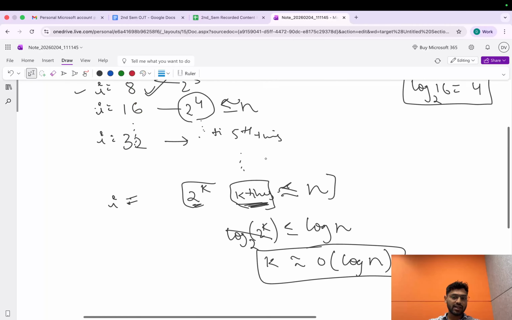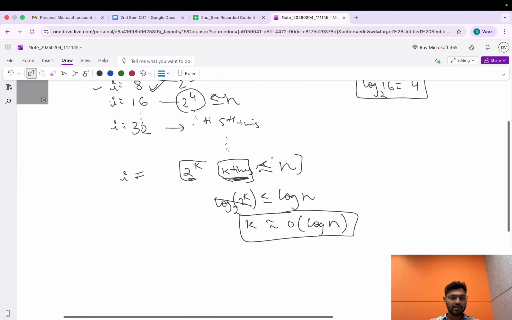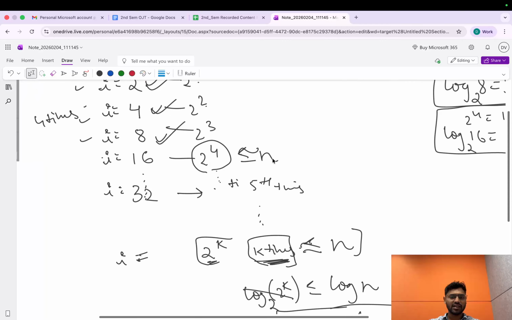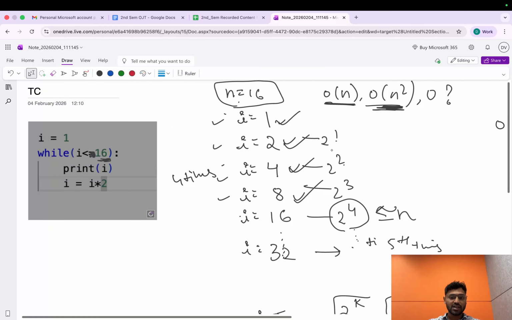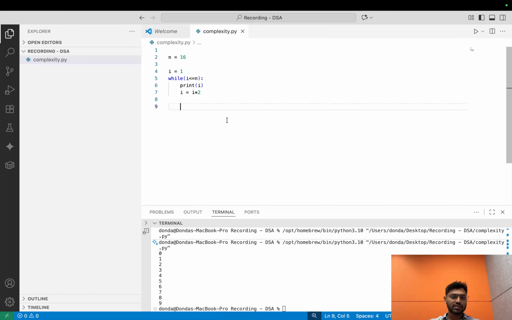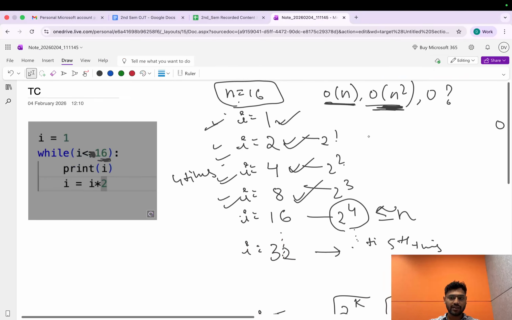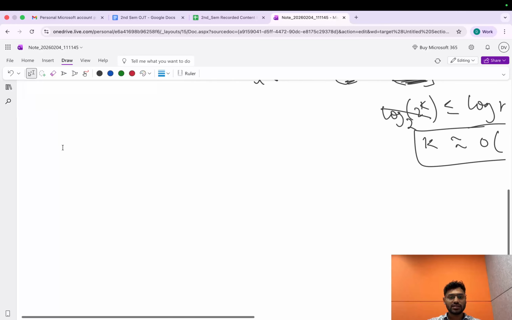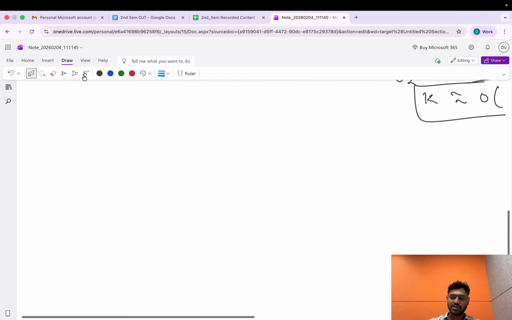This is mathematically how you determine it, but in short you can see exactly how many times it is running. We are definitely not running 16 times, so we are running 4 times: 1, 2, 3, 4. So the time complexity of this is big O of log n, right? Big O of log n.